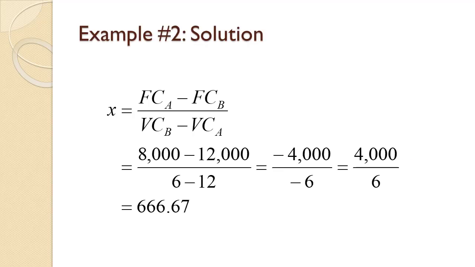Plugging in the fixed and variable costs for methods A and B gives us an indifference point of 666.67. At a lower volume than 666.67, we would prefer method A since it has the lower fixed cost, and above that point we prefer method B since it has the lower variable cost.